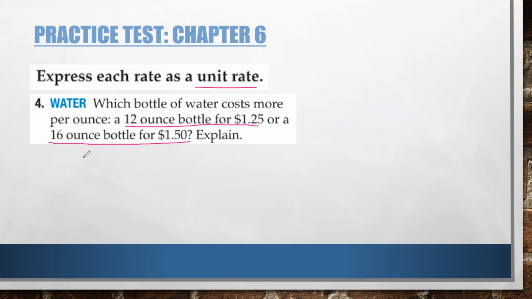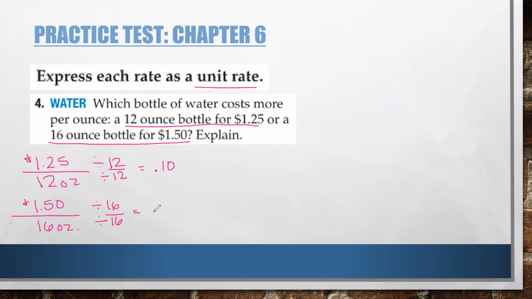So for the first one, $1.25 for 12 ounces, okay? We would divide both the numerator and the denominator by 12, because remember, we want the denominator to be 1. 12 divided by 12 is 1. So we end up getting 10 cents, okay? All right, and then for the 16-ounce bottle, for $1.50, you would take $1.50 and divide it by 16 ounces, okay? So we're dividing by 16 to get a denominator of 1. When we do that, we end up getting 9 cents.